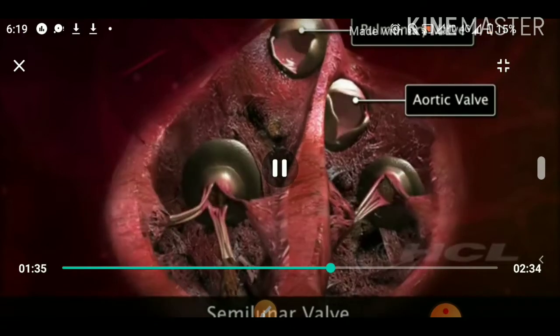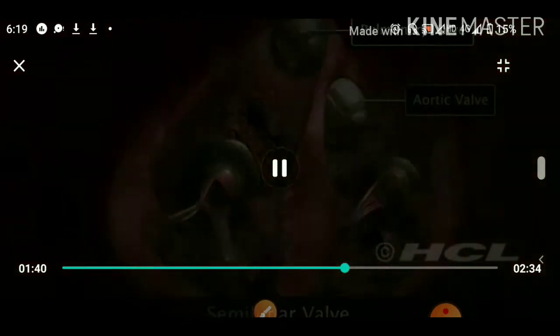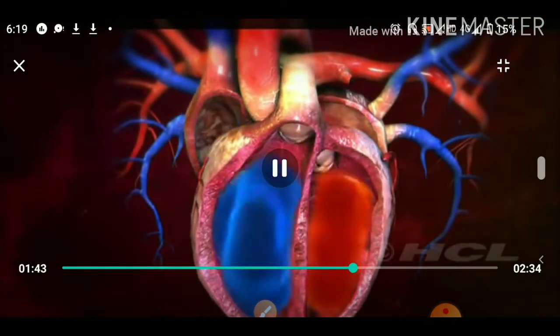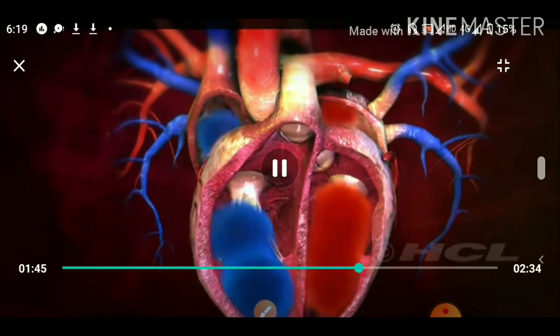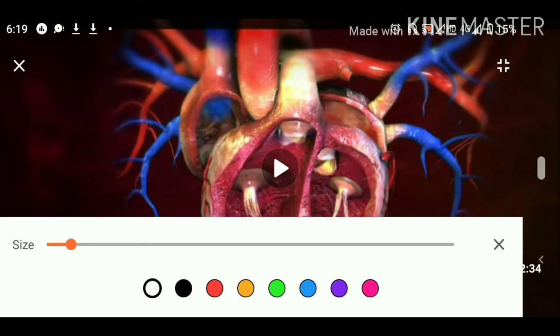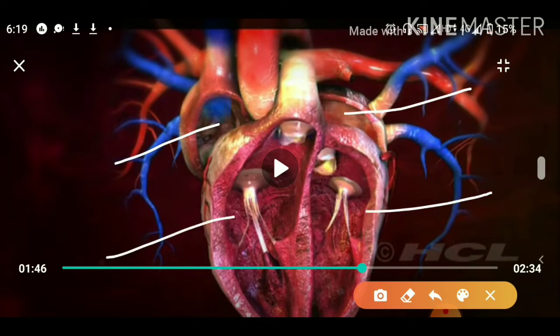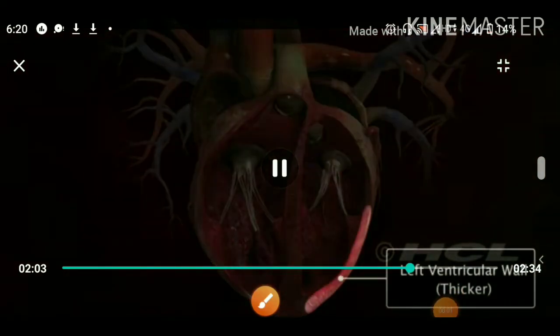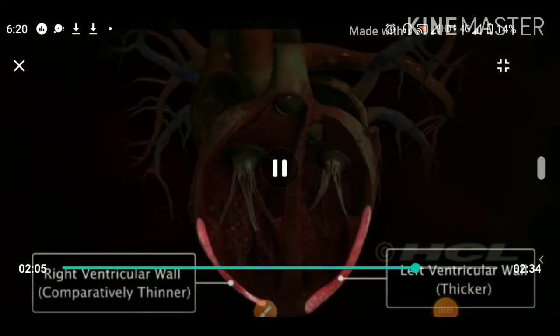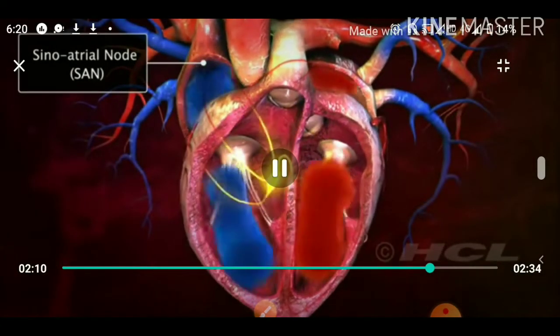You can notice how these valves are working, and they help in contraction and relaxation of different chambers. Now here you can notice the position of right auricle. This is left auricle. This is right ventricle. This is left ventricle. Left ventricle has thick wall to provide more area.